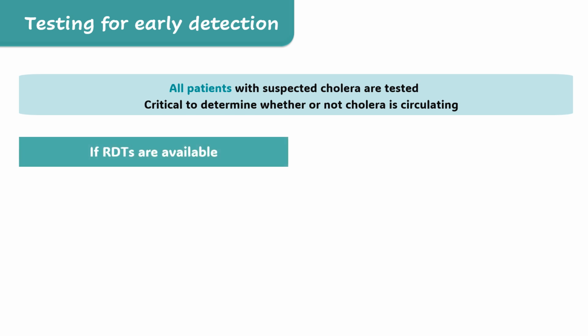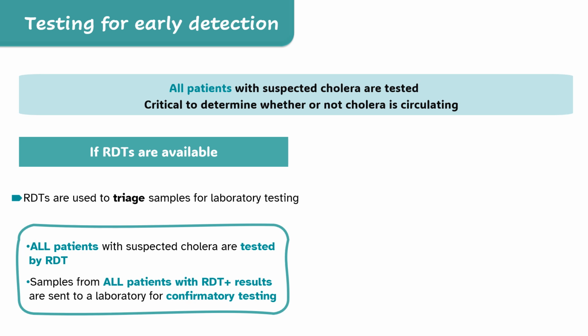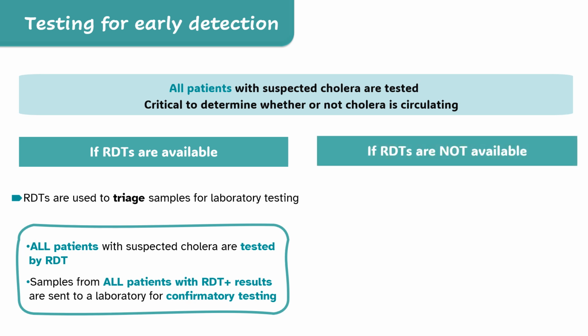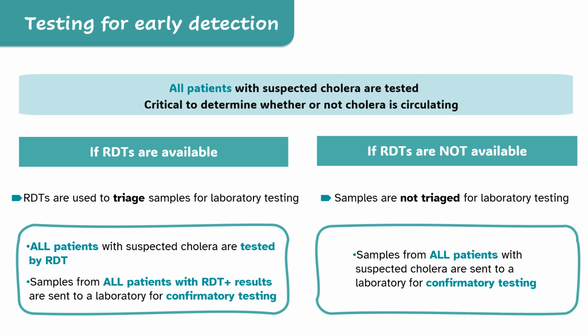If RDTs are available at your facility, use RDT to triage samples for laboratory testing. Test all patients who meet the definition of a suspected cholera case with a RDT. If the RDT result is negative, cholera is ruled out. If the RDT result is positive, collect samples and send them to a laboratory for confirmatory testing by culture or PCR. If RDTs are not available at your facility, collect samples from all patients who meet the definition of a suspected cholera case and send the samples to a laboratory for confirmatory testing.